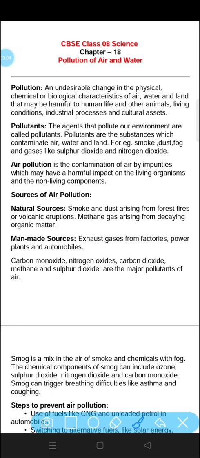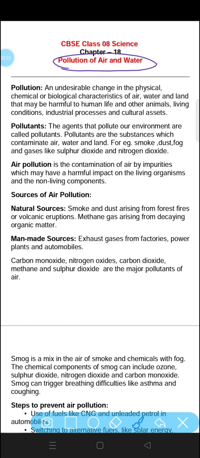Today we are going to study a very well known chapter to all of us. We have been studying these chapters since the fifth standard: what is pollution, air pollution, water pollution. So first of all, we will start with the simple definition of pollution.